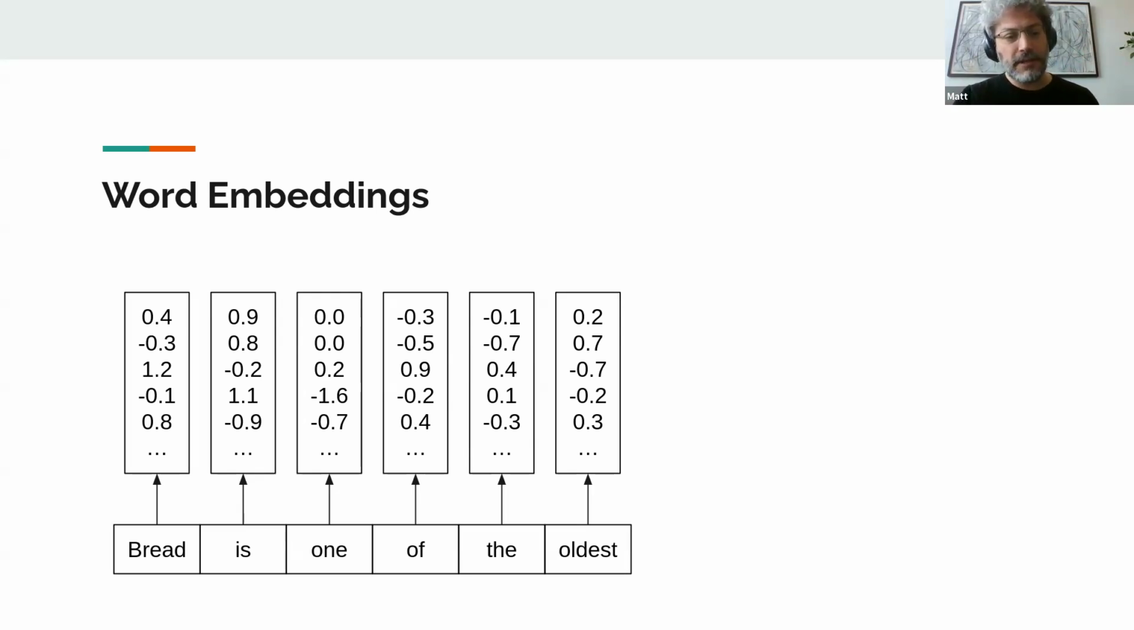Maybe this particular number right here is associated with the carbohydratiness of whatever the word is. And so it's very high for bread. And it's low for most of the other words because they don't really have anything to do with carbohydrates. I don't know. That's the point. We don't know exactly what these numbers are, but they are discovered essentially by a neural network such that they are maximally useful for working with individual words.